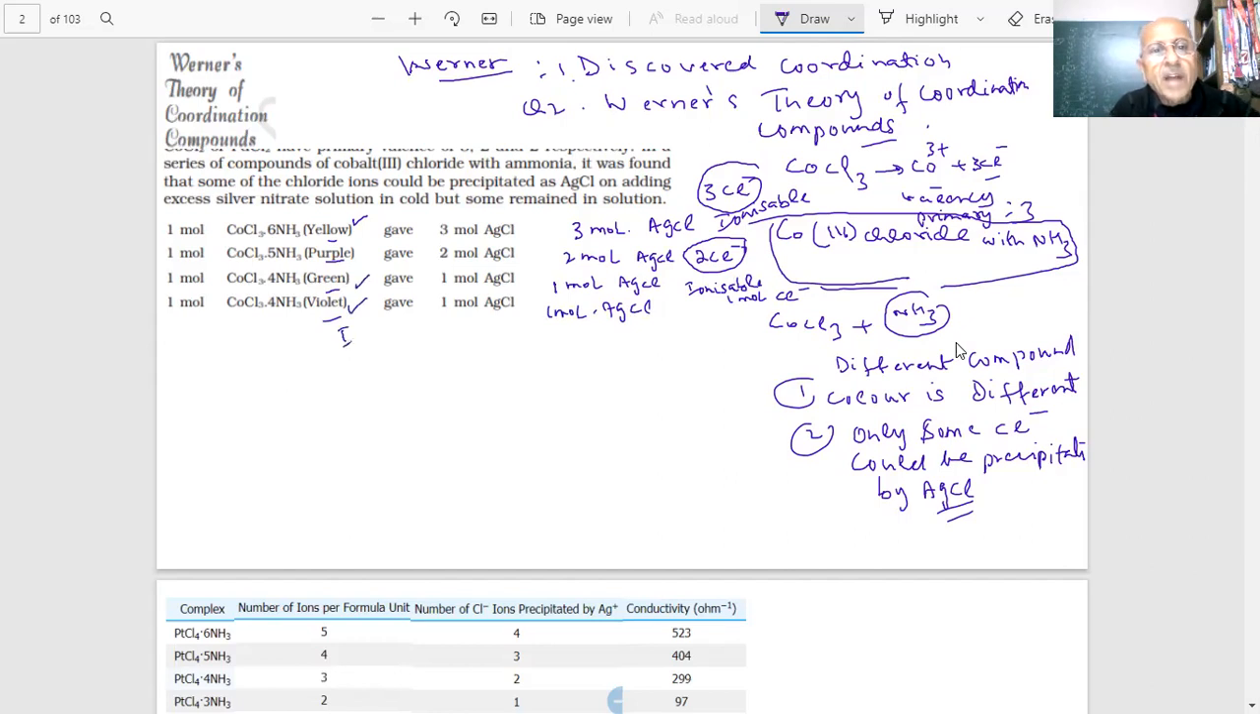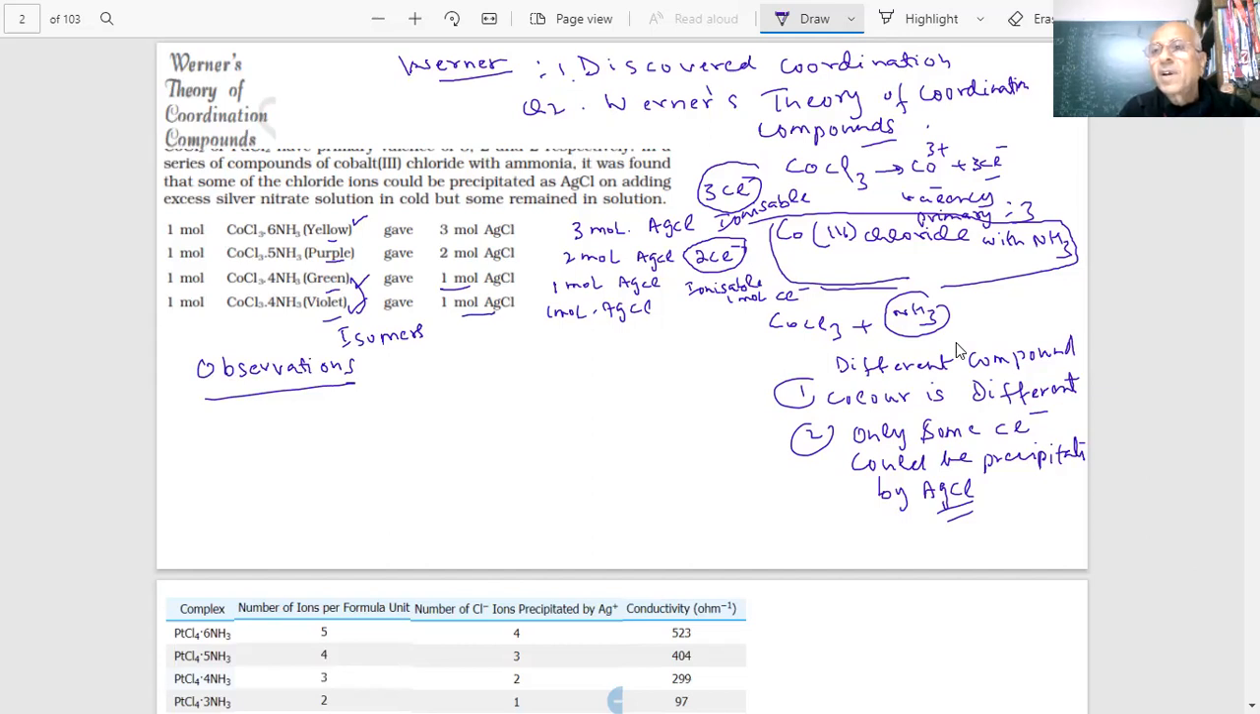That means they are some type of isomers. These two are giving only 1 mole of AgCl, but the color is different. That means they are different compounds. They must be isomers. Therefore, student, these are the observations of Werner.